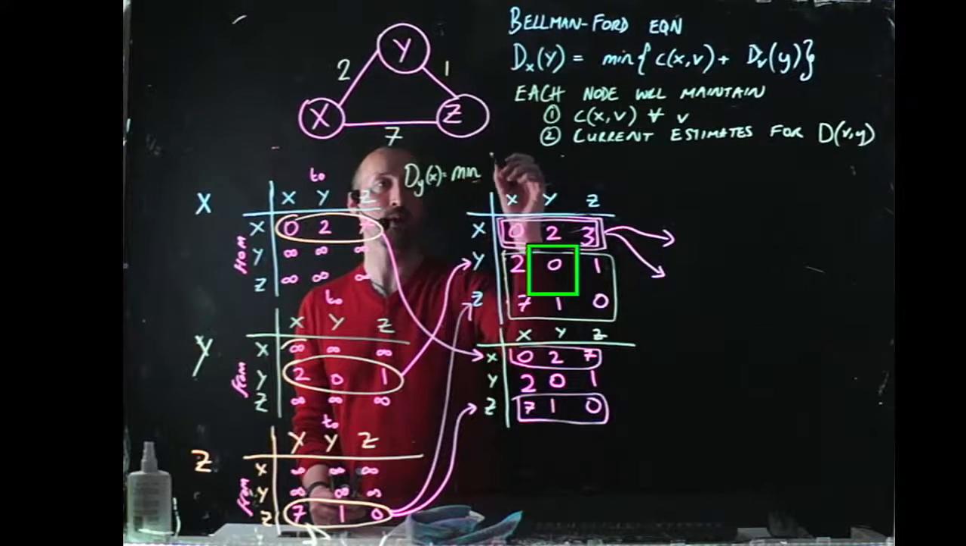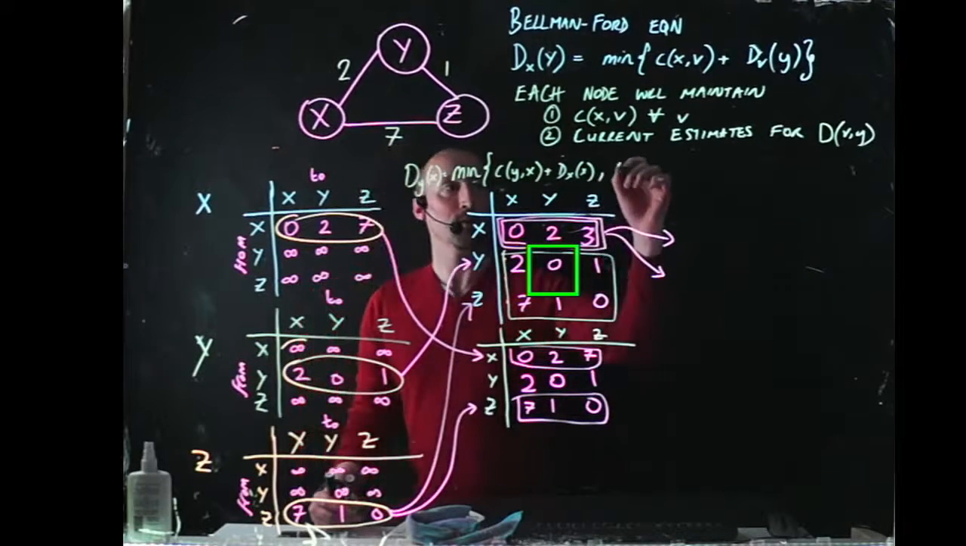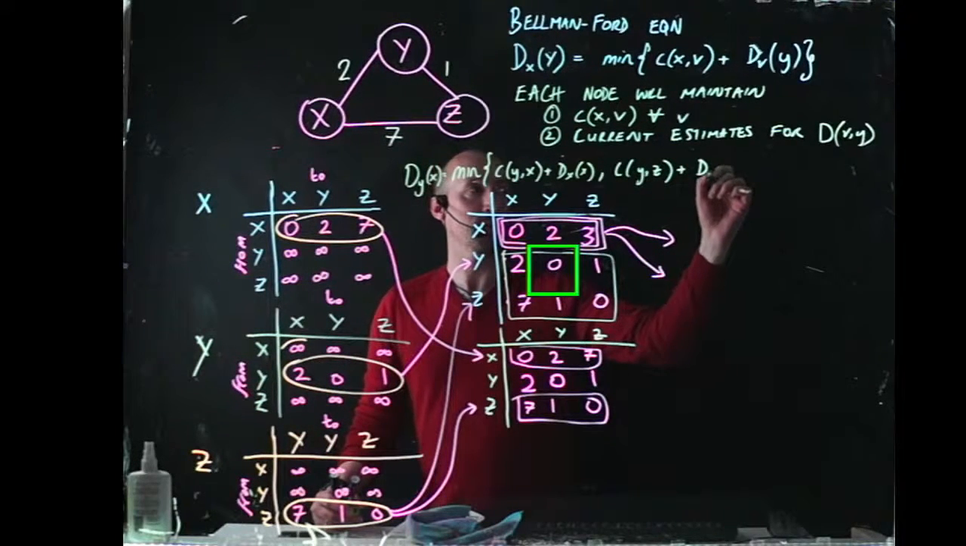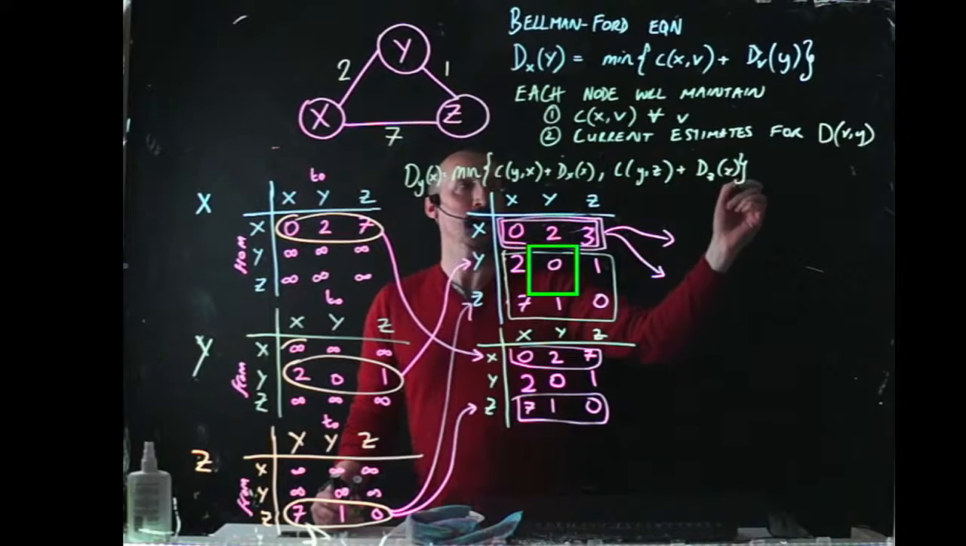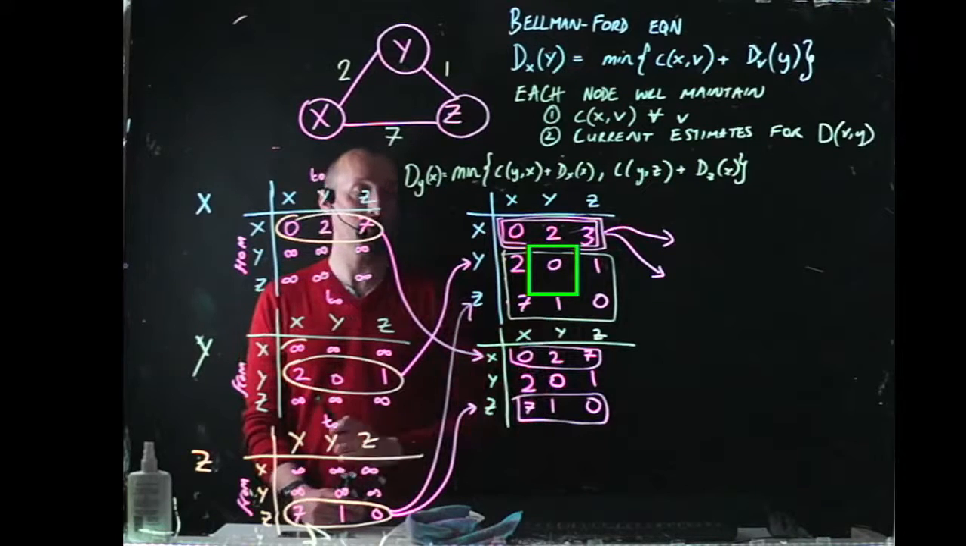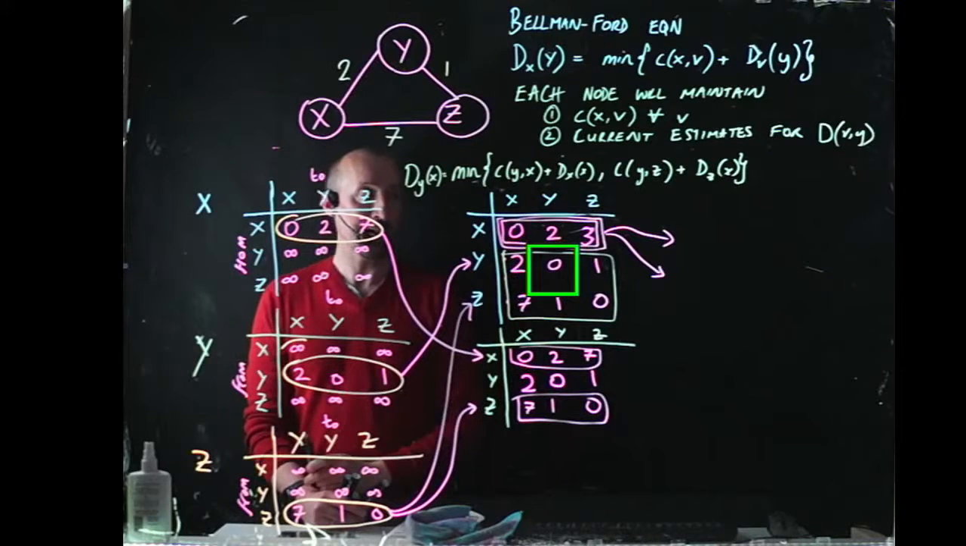It's the minimum of the cost of getting from Y to X plus the cost of getting from X to X, which is going to be 0 obviously, comma the cost to get from Y to Z plus the cost from getting from Z to X. And I know that no matter what I do, it's going to be 2. It's not going to be any bigger than 2. I can just tell from looking at it. So you can do the calculation there if you want. This would be 2 and this would be, I think, 8. 7 plus 1. So there's no need to do that.